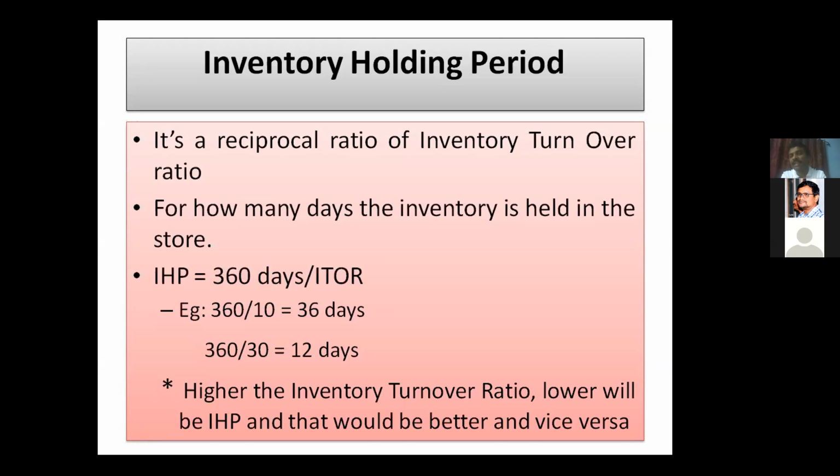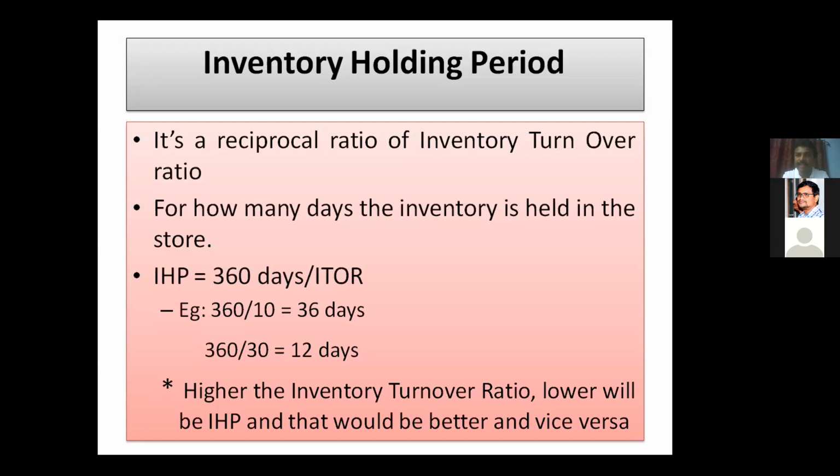That is, 12 days is better than 36 days. When did 12 days come? When the inventory turnover ratio was 30. 36 days came when the inventory turnover ratio was 10. So the higher the inventory turnover ratio, the lower will be the IHP, and that would be better, and vice versa.